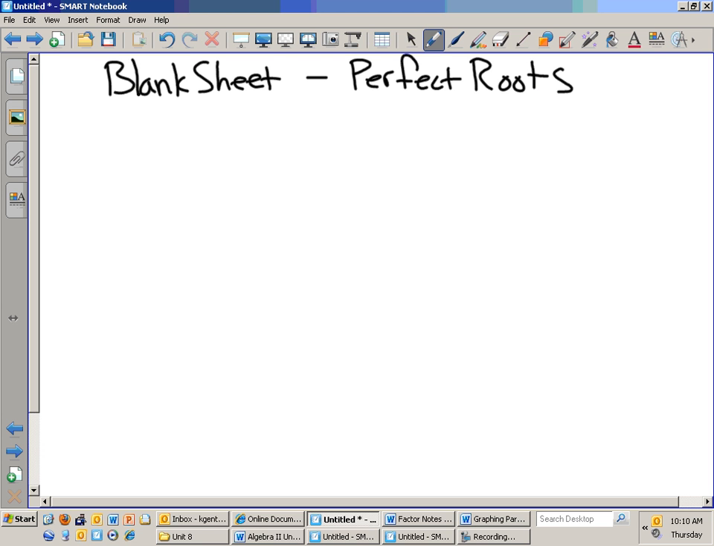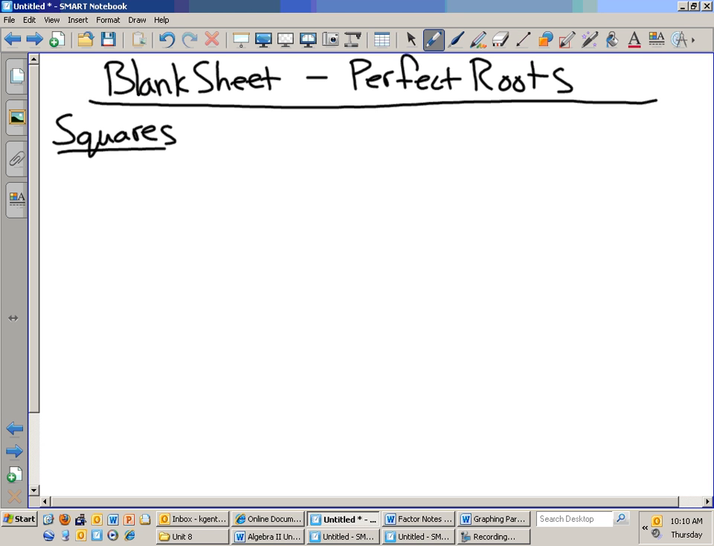So, here we are. We need to make a list. And we're going to first make a list of squares. Now, I don't have the ability to write as long as you do on your paper, so however you want to organize this is fine, but we're going to do squares, cubes, fourths, fifths, so on and so forth, okay? And we're going to start by listing some of the perfect squares.